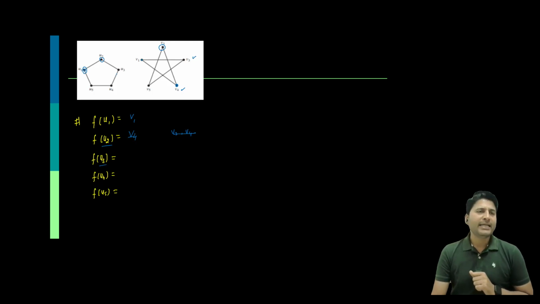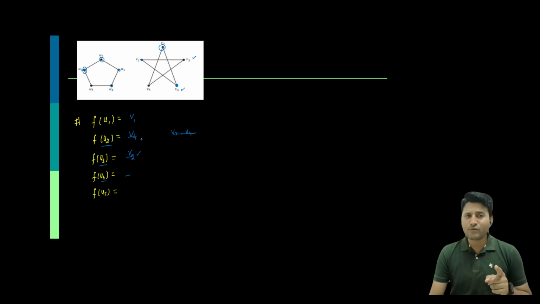Moving to U3, U3 and U2 are adjacent. So the image should be adjacent to V4. What are adjacent to V4? V1 and V2. But V1 is already there in the mapping, so I should take it as V2. Moving to U4, U4 is adjacent to U3. So here image should be adjacent to V2. What are the vertices adjacent to V2? V5, V4. V4 is already used. So what is left? V5. Finally, U5. Which vertex is not there? V3. So 1, 2, 3, 4, 5.